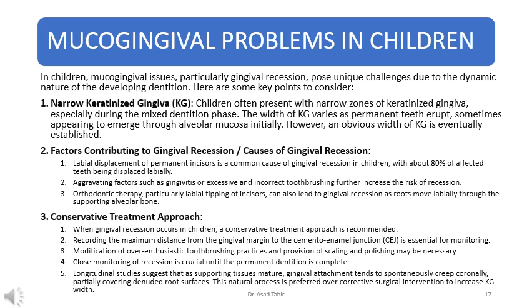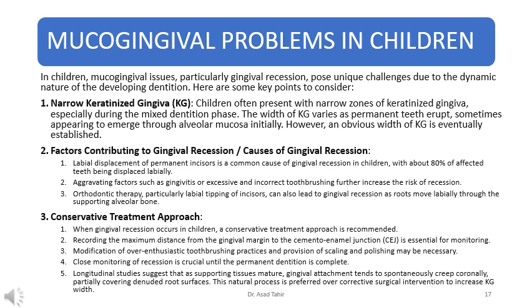Mucogingival problems in children. In children, mucogingival issues, particularly gingival recession, pose unique challenges due to the dynamic nature of the developing dentition. Here are some key points to consider. Narrow keratinized gingiva, KG: children often present with narrow zones of keratinized gingiva, especially during the mixed dentition phase. The width of KG varies as permanent teeth erupt, sometimes appearing to emerge through alveolar mucosa initially. However, an obvious width of KG is eventually established.